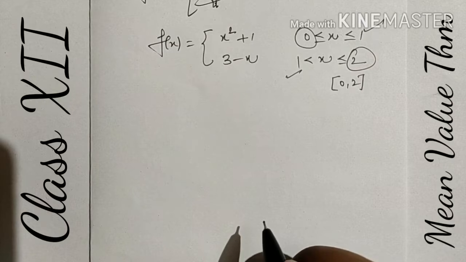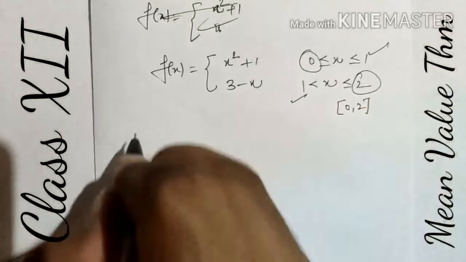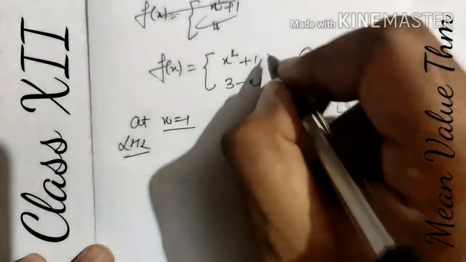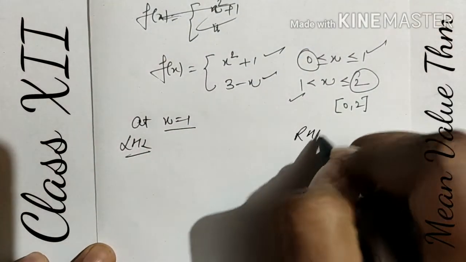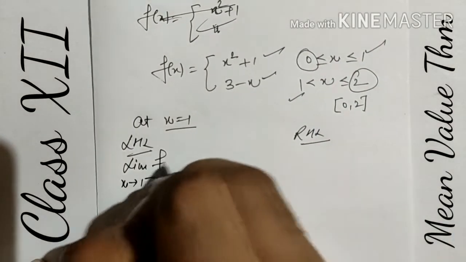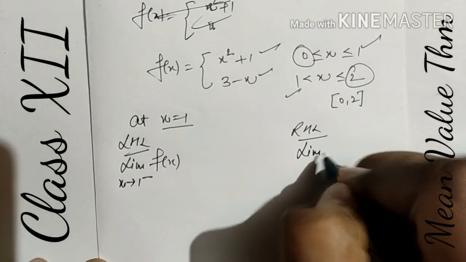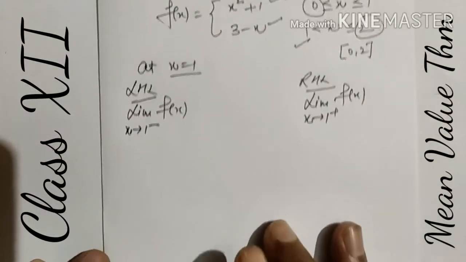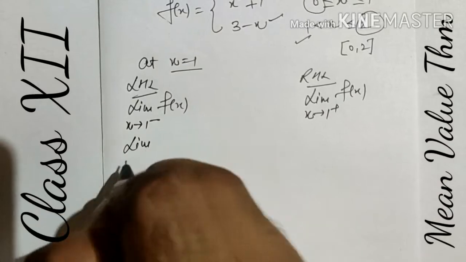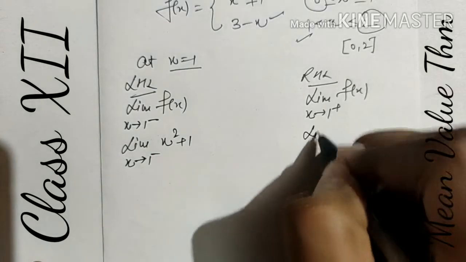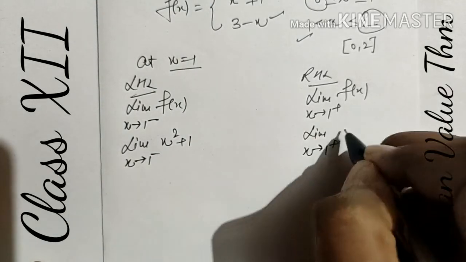If we see here, we have to check Rolle's theorem is applicable or not. Here common point is 1. So we are going to check at 1. Because it is two variables, we have to check here left hand limit as well as right hand limit. Limit x tends to 1 minus on the function, limit x tends to 1 plus on the function. The value of f of x in left case we have to choose from the given function. It is given by x square plus 1. In the right case it is given by 3 minus x.